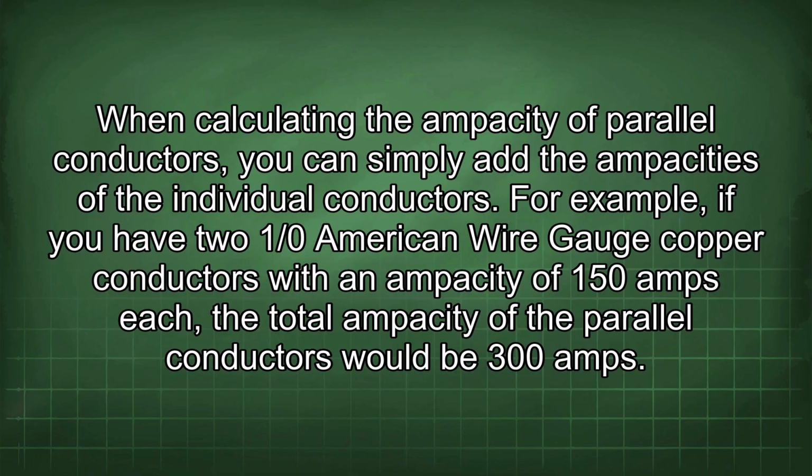When calculating the ampacity of parallel conductors, you can simply add the ampacities of the individual conductors. For example, if you have two 1/0 American wire gauge copper conductors with an ampacity of 150 amps each, the total ampacity of the parallel conductors would be 300 amps.